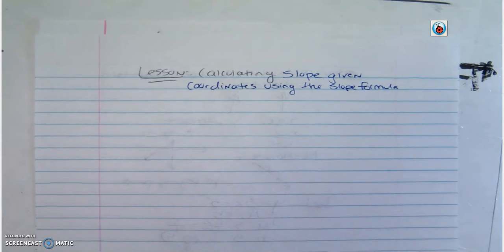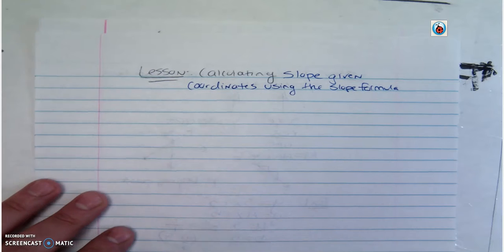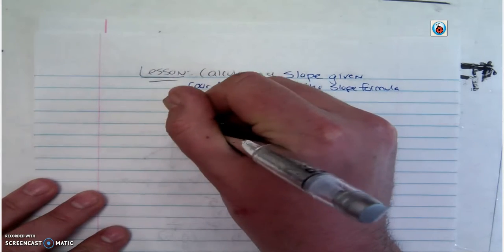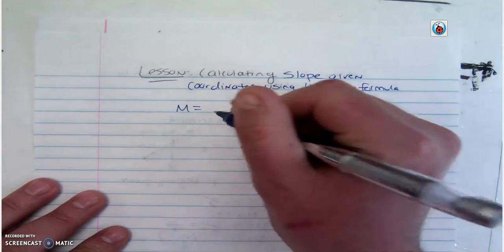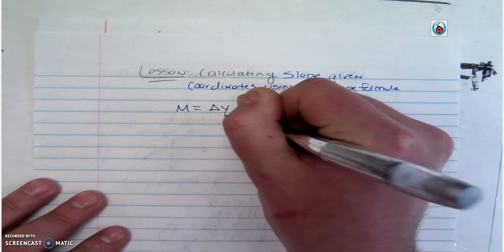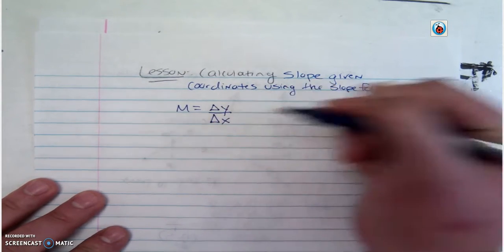Hello and welcome back. Today we're going to be looking at how you can calculate slope given coordinates by using what we call the slope formula. We already know that slope, we use the letter m to represent that. The slope formula is the change in y over the change in x.